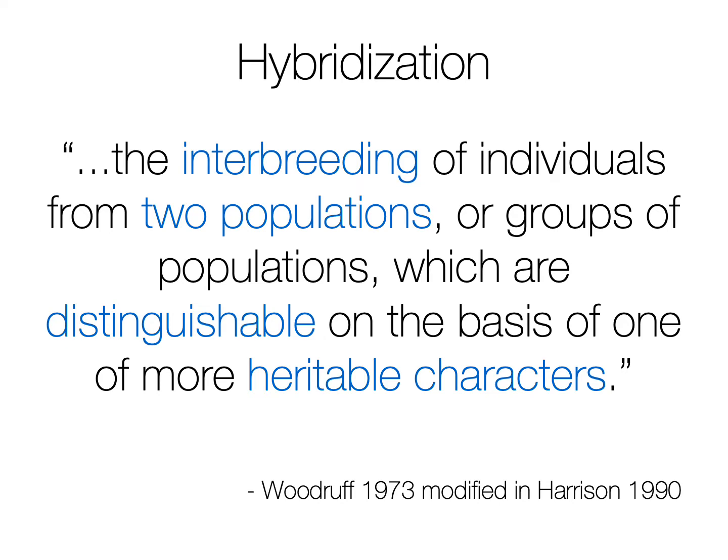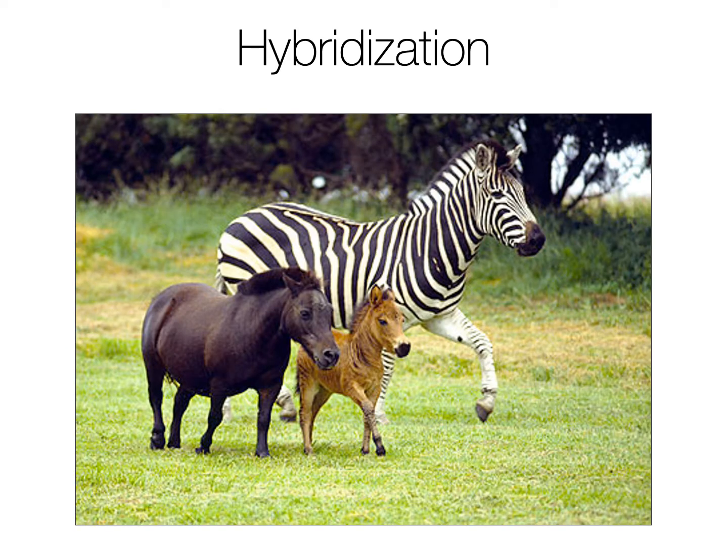For those of you that are more visual, here's an example. So here you have the offspring of a zebra and a miniature horse inheriting stripes from one parent and small stature from another parent. And these examples of hybridization, ones we create, are kind of the ones we think of first, I think. Think of a liger as well.